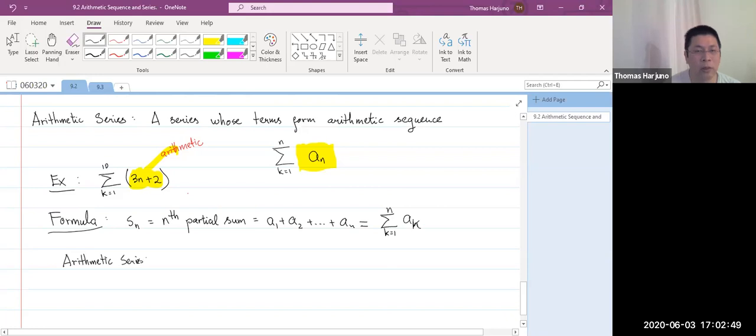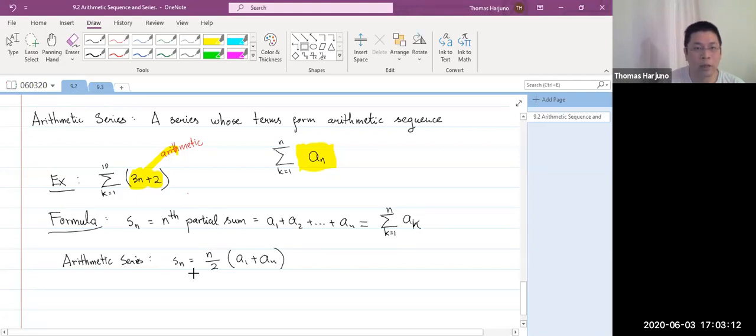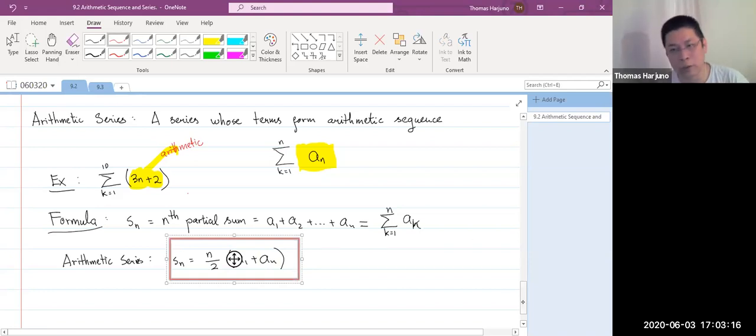For arithmetic series, the nth partial sum will be given by n over 2, the first term plus the last term. Okay, that's the formula. Now we will next apply this formula, and then I will explain to you why the formula looks like that.